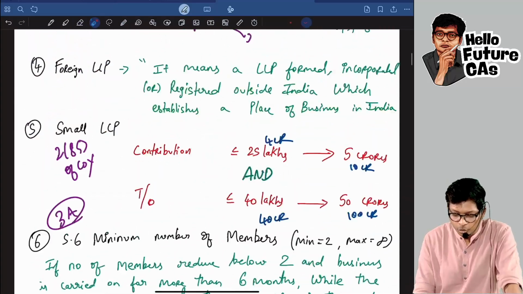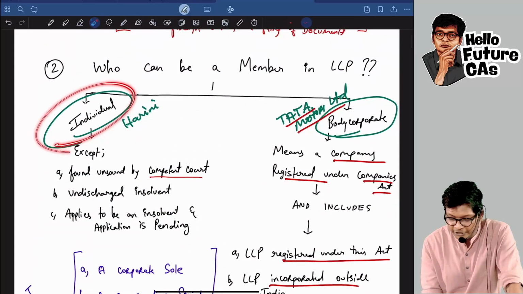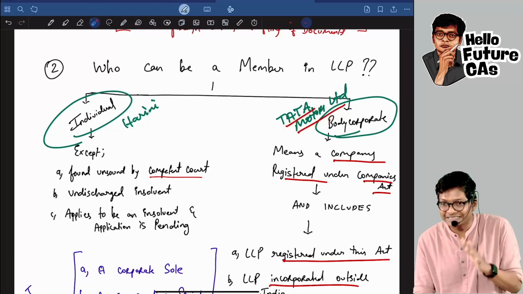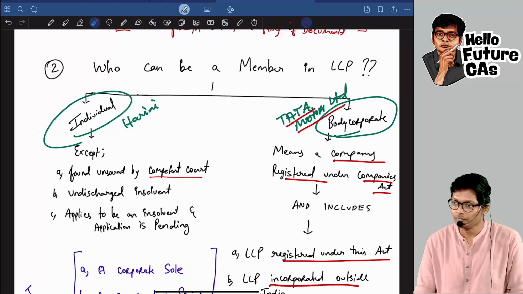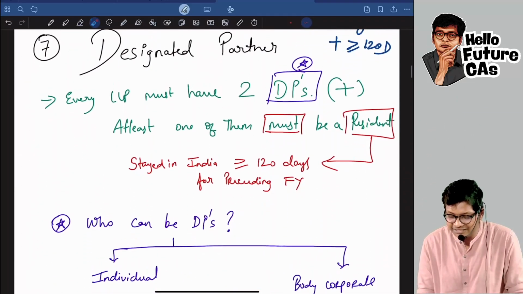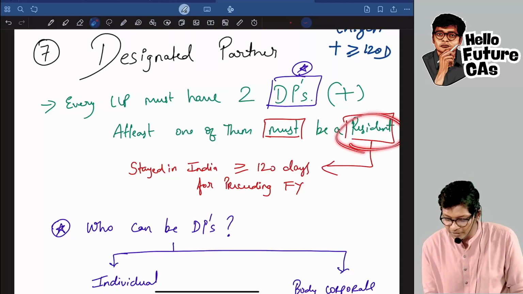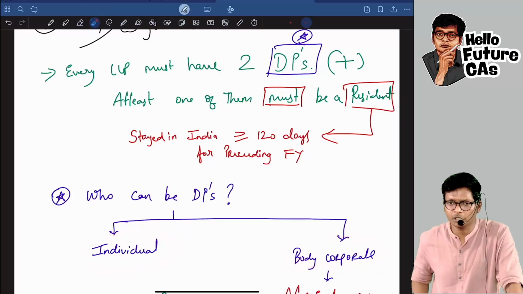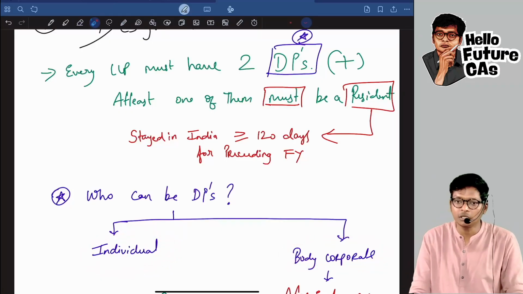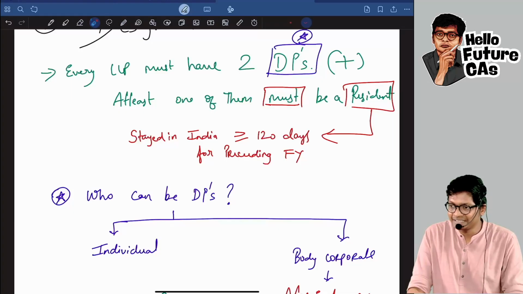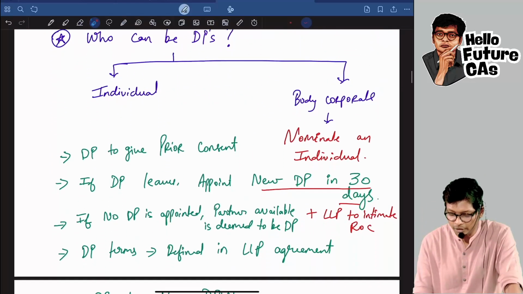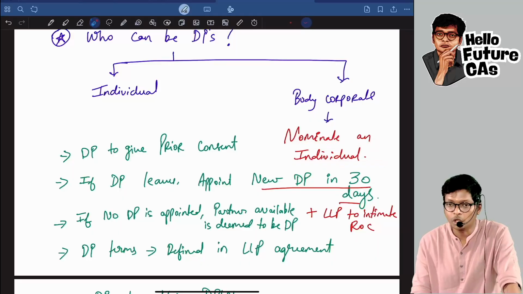Now I already told you in concept number 2, it can be individual or body corporate. Now what if Tata Motors and Tata Steel start an LLP? They can start. Yes. Then how will I count residential status for a body corporate? For an individual, I can count like this. So who can be a designated partner? Individual or body corporate, because we already saw this. Are you understanding, guys? Individual is easy to count, my 120 days. How will I count for a body corporate? They are saying the body corporate has to appoint a nominee as an individual.